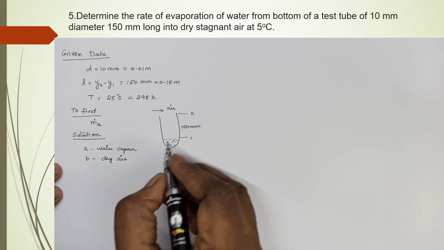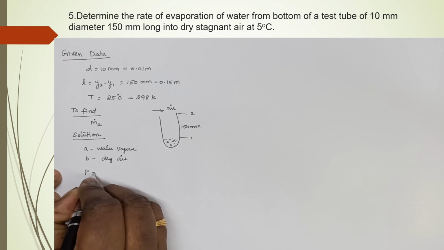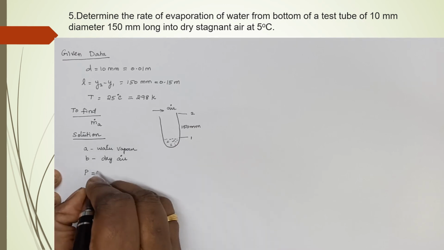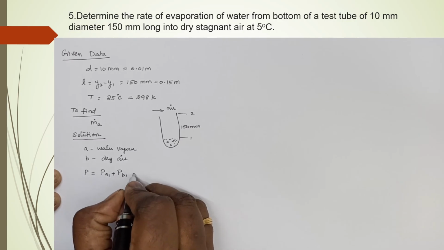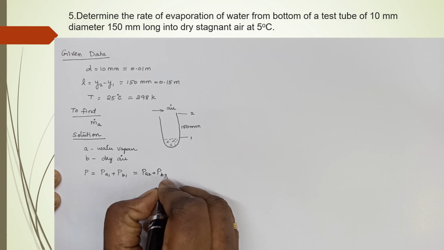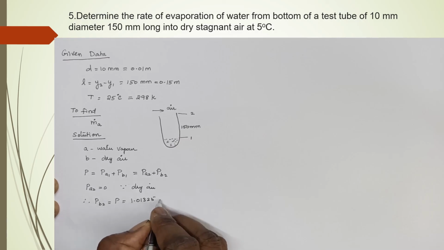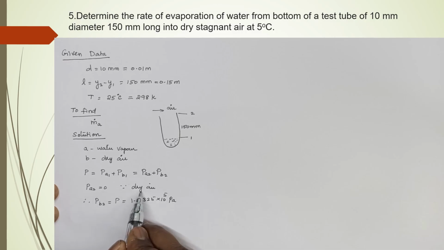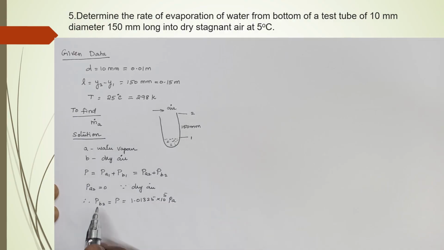Normally the total pressure at point 1 is PA1 plus PB1, and that is the same as at point 2, PA2 plus PB2. The total pressure is constant at any point. Since it is dry air, at this point the pressure of water vapor is 0, so the total pressure is the pressure of air. So PB2, which is atmospheric pressure, is 1.01325 into 10 power 5 Pascal.